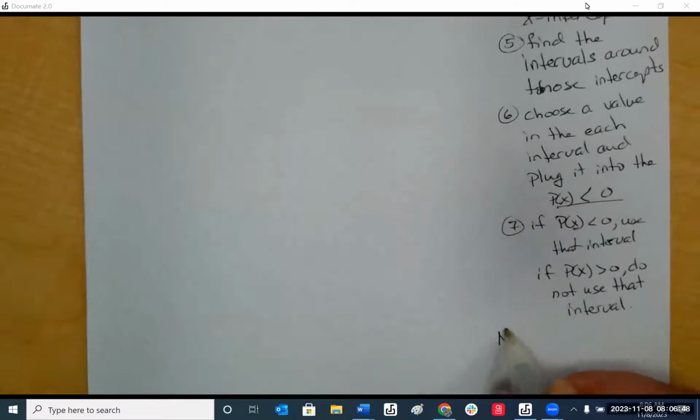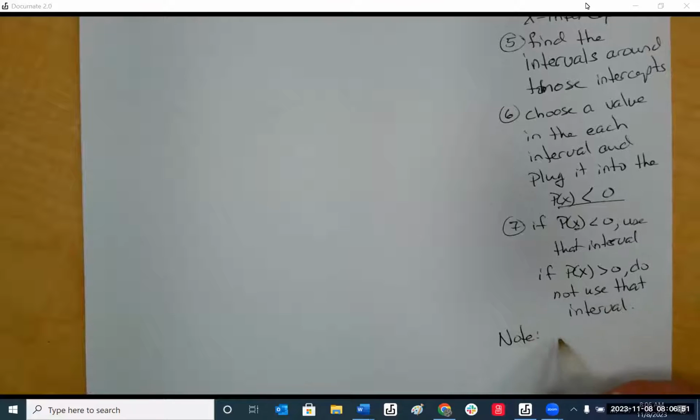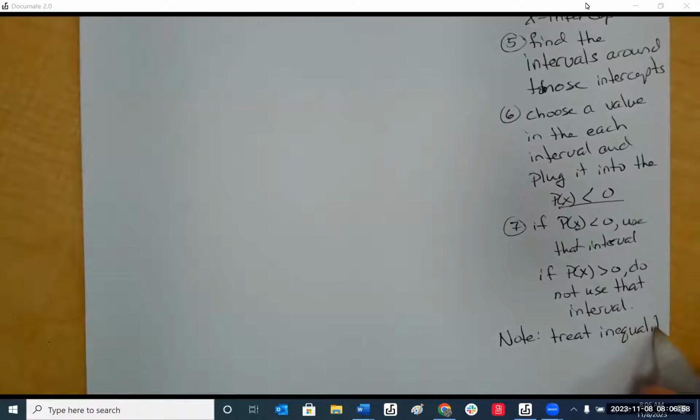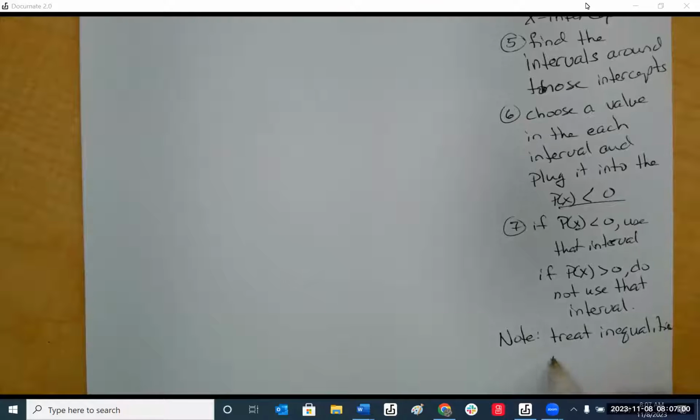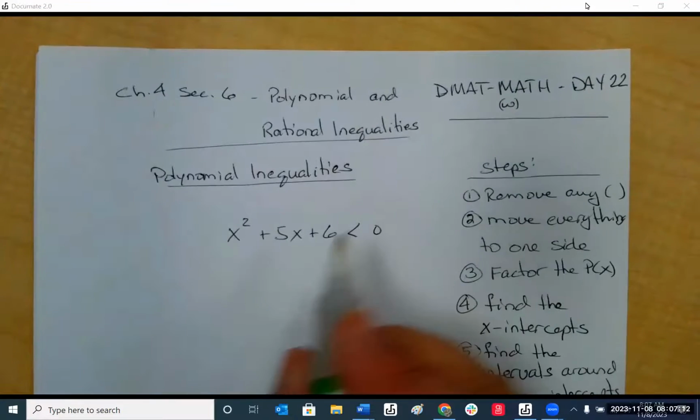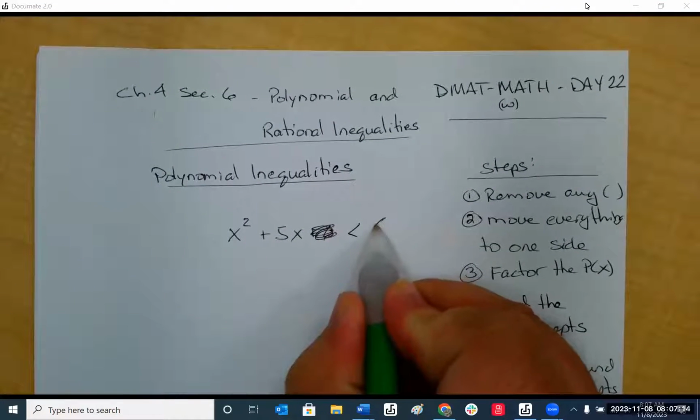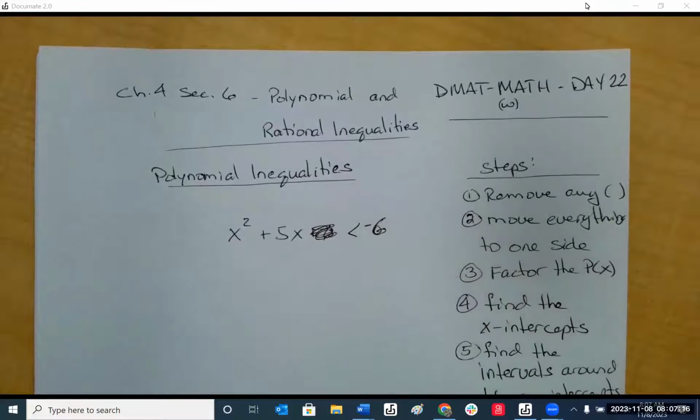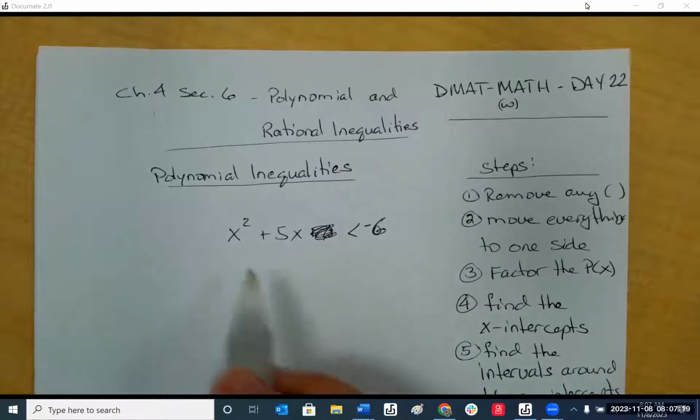There's a note here. Remember what we said when we first dealt with inequalities? Treat inequalities like equal signs when you solve them. Let's go back to this one. Let's have this: x squared plus 5x is less than negative 6.